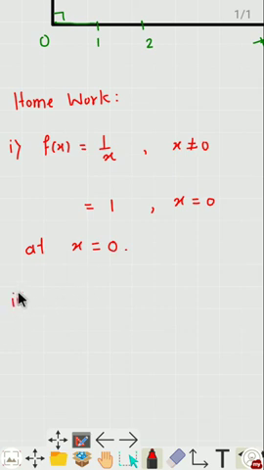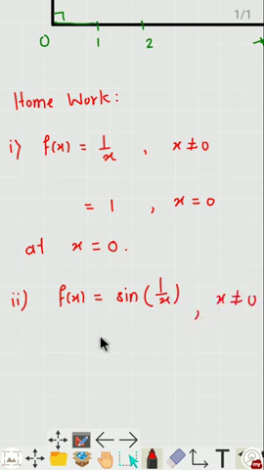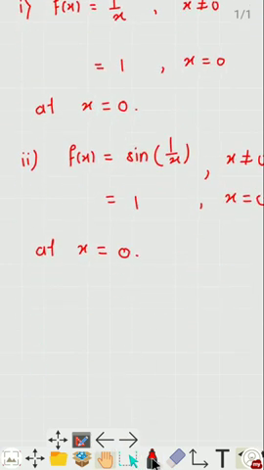The second function is f of x equal to sine of 1 upon x when x is not equal to 0, and equal to 1 when x is equal to 0, and we have to check the differentiability at x equal to 0. These are the two homework problems for you, and let us stop this lecture.